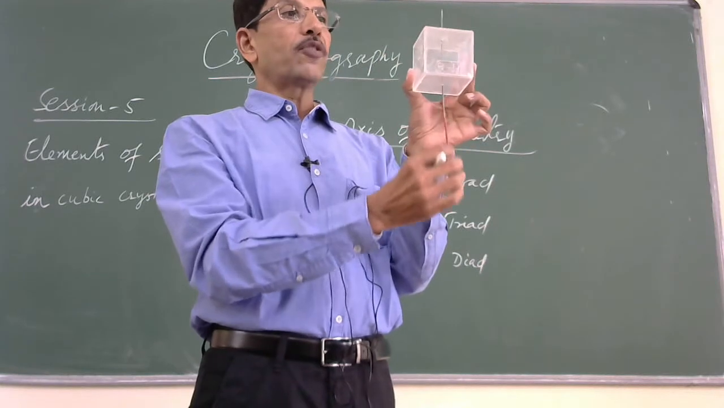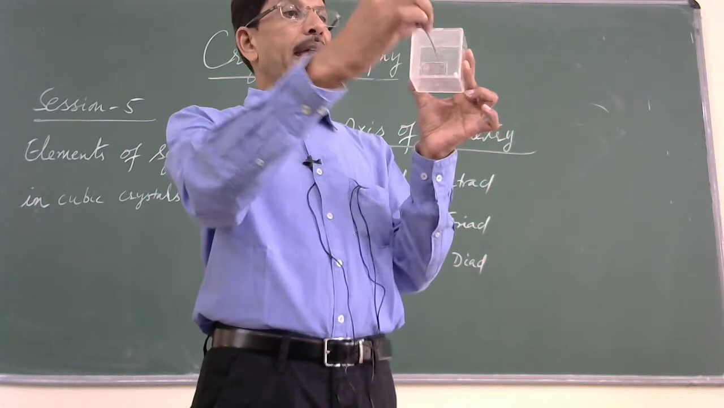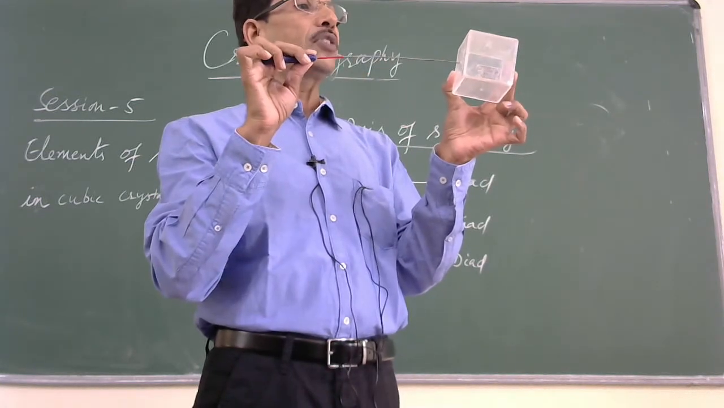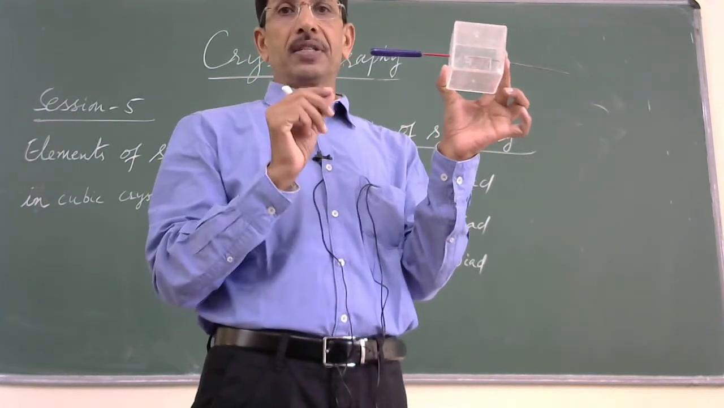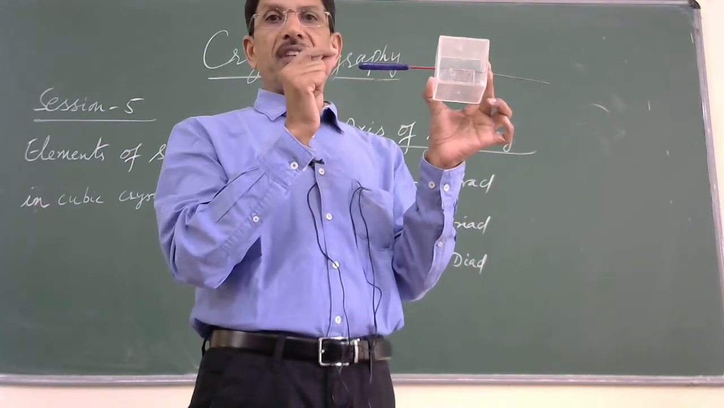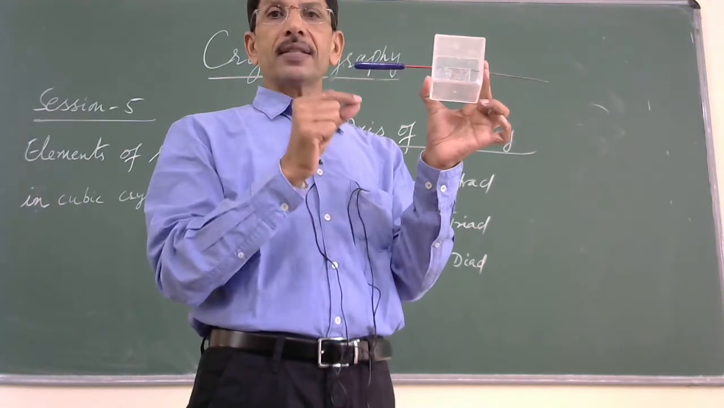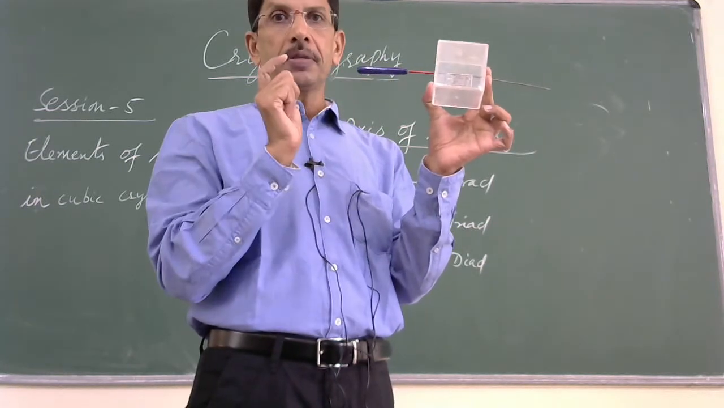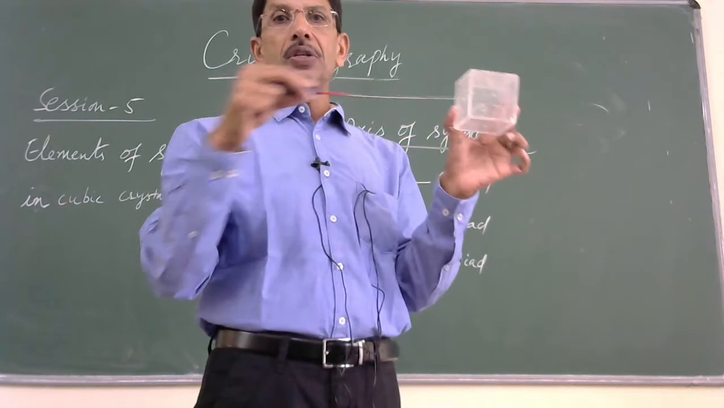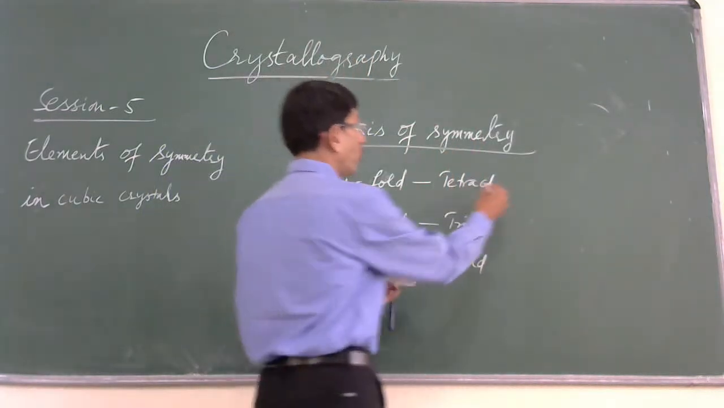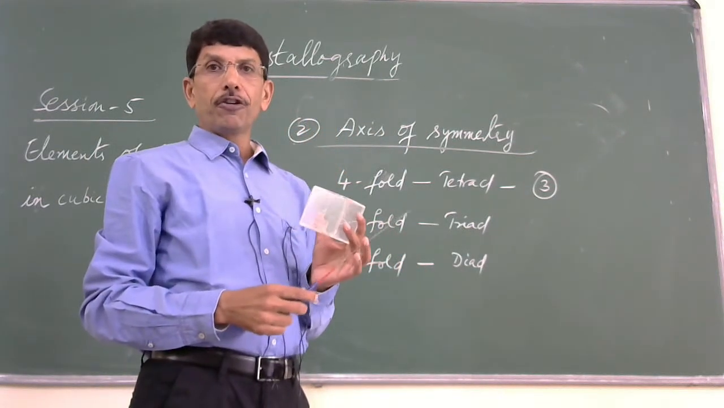So this is one fourfold axis of symmetry. This is another fourfold axis of symmetry. Then this is another fourfold axis of symmetry. So totally there are 3 fourfold axes of symmetry. Please remember, the fourfold axis of symmetry in a cubic crystal is the axis passing through the centers of a pair of opposite faces. And since there are 6 faces for a cubic crystal or 3 pairs, so totally there will be 3 fourfold axes of symmetry.